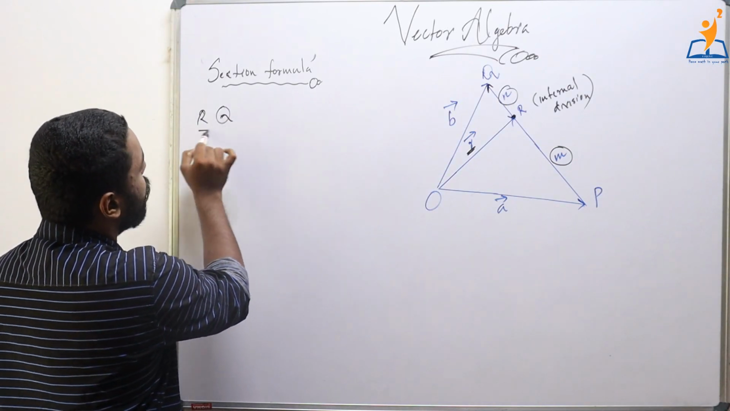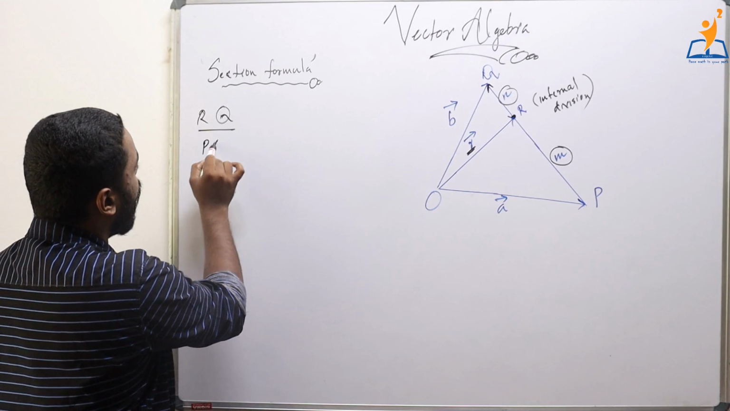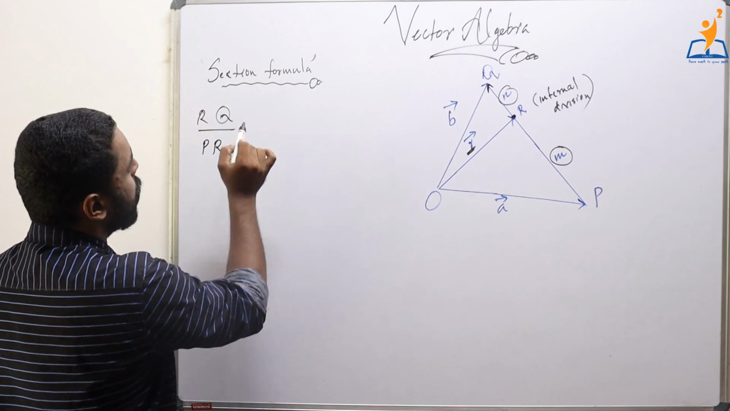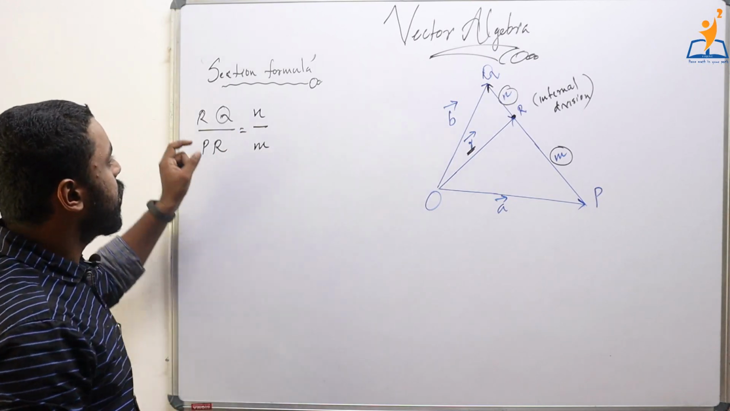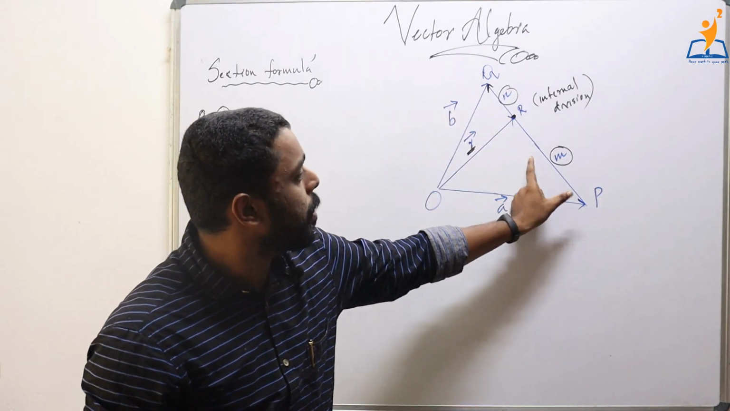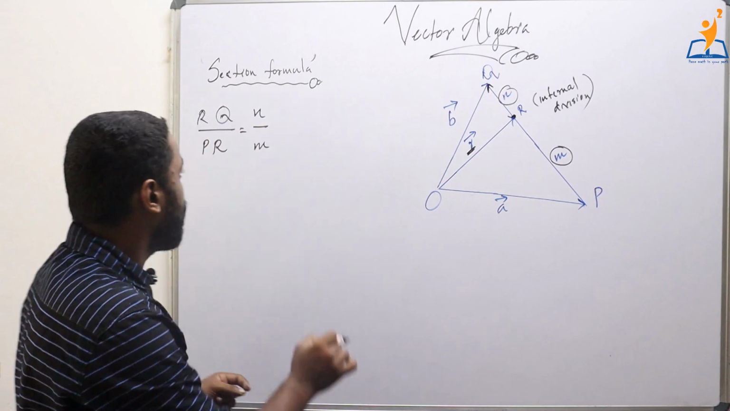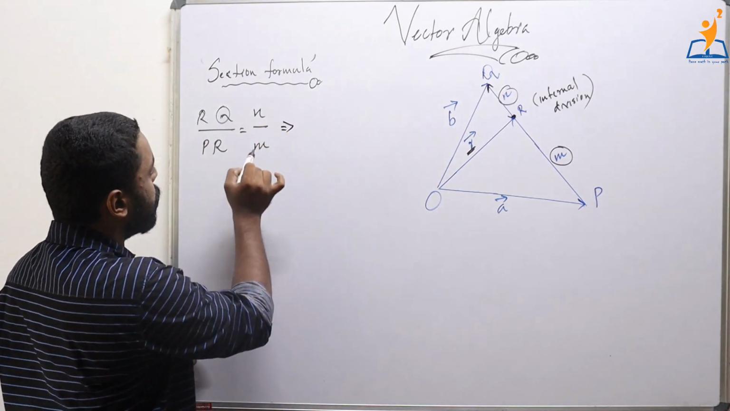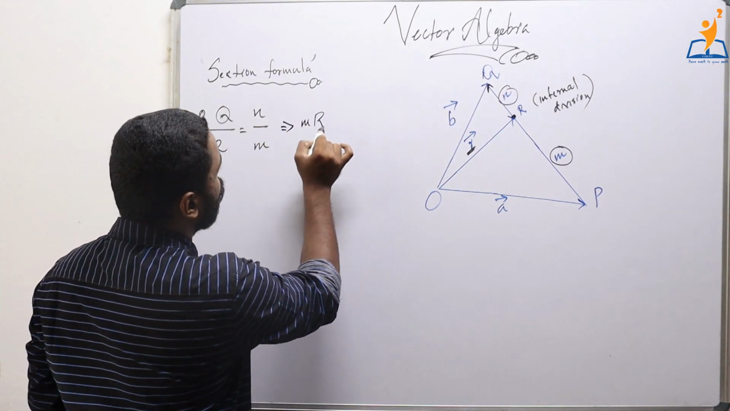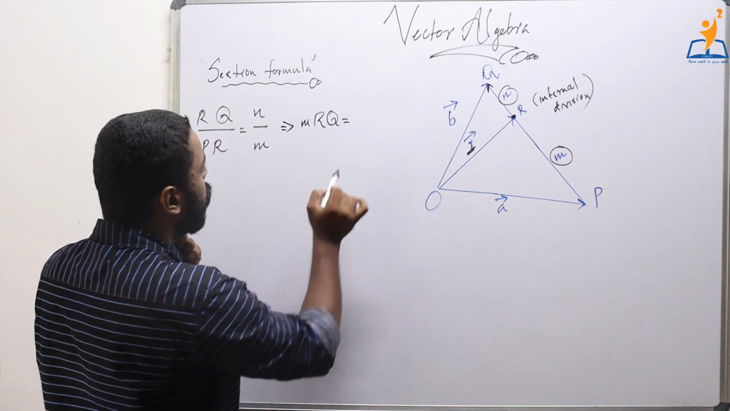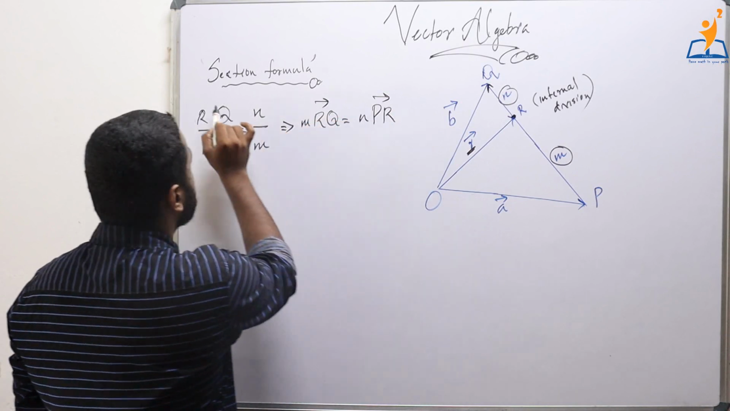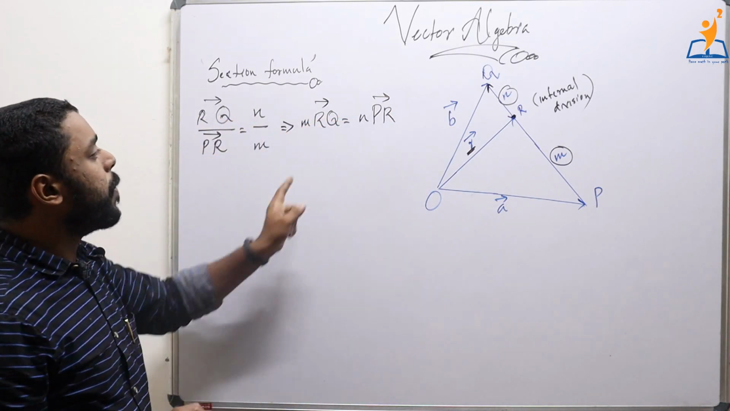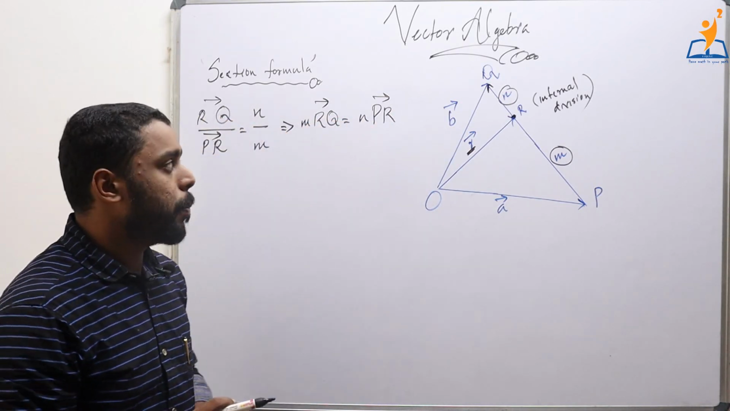Now see, the line segment is divided in the ratio m:n, which means that RQ divided by PR is equal to n by m. See, the ratio RQ divided by PR is equal to n by m, which implies that we can cross multiply this: m RQ is equal to n PR. Here PR and RQ are vectors.